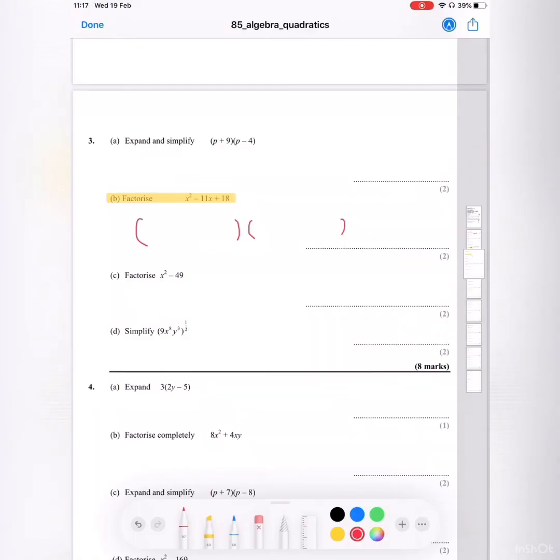Again, double brackets because there's nothing common between these 3 terms. Again, 2 numbers times to get positive 18 and add to get minus 11. So therefore, x must go at the beginning to get x squared. Both our numbers again have to be negative because there's no other way to get a positive when timesing and a negative when adding.